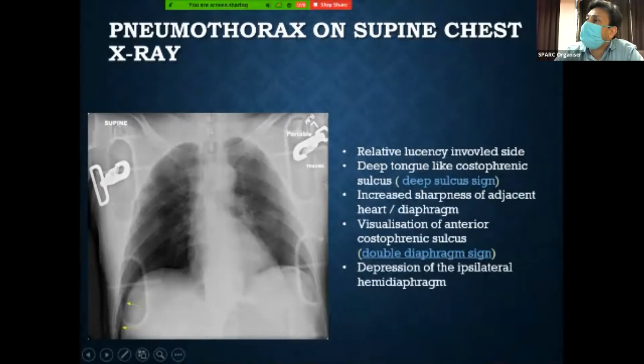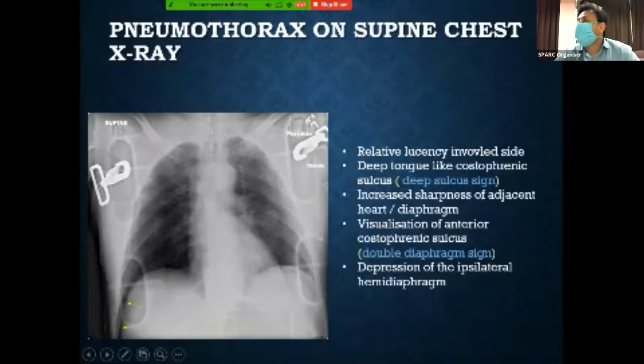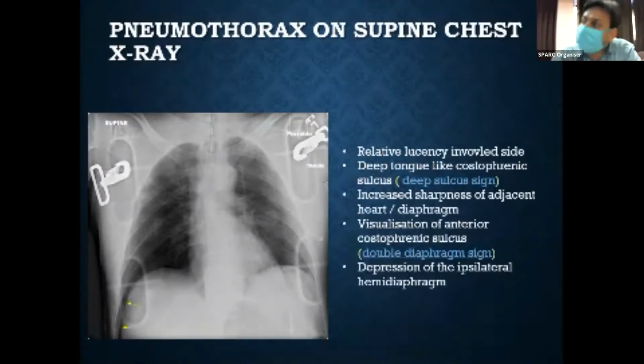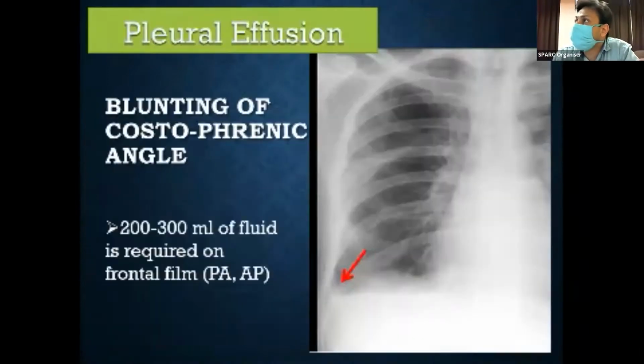But some of the important findings are, one I have mentioned, the increased lucency of the involved site. And we can also see there is a deep sulcus sign, that is the costophrenic angle appears quite deep on the affected side. There is increased sharpness of the diaphragm and the lung, and sometimes you might have a double diaphragm sign because the anterior costophrenic sulcus may be visible, or the right diaphragm may be depressed somewhat. So these are the subtle signs, and the diagnosis of pneumothorax on a supine film is not that straightforward. So it's important to have a high degree of suspicion in these cases.